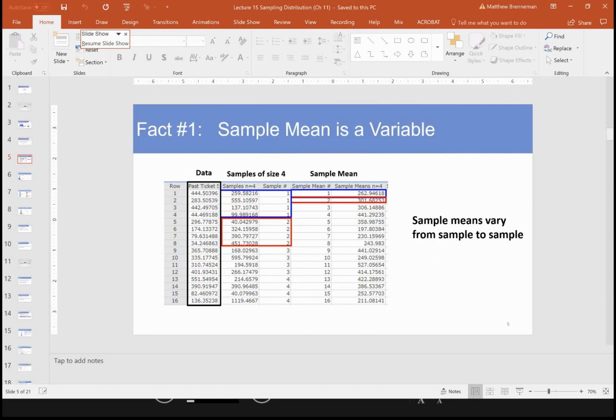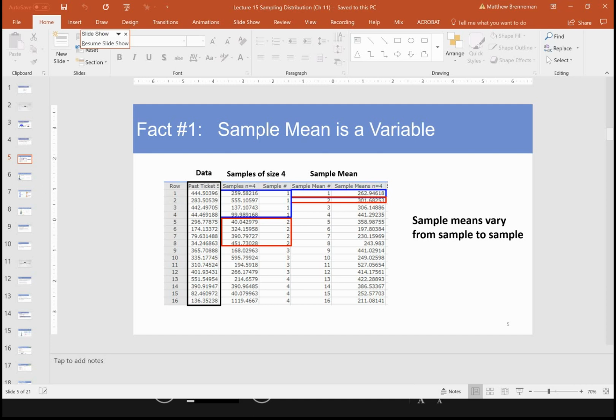There's a couple of facts that we need to understand before we can really get into this. The first fact is that the sample mean itself is a variable. That's not so obvious, because when you take a sample, you're used to the notion that each thing you're taking is a variable, but when you compute the sample mean, it seems like something is fixed. But the point here is that from sample to sample, that sample mean is changing.